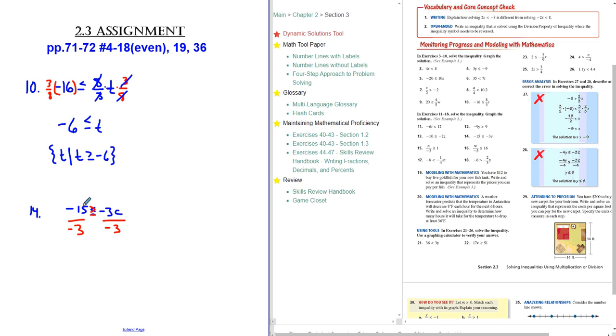What we end up with, negative 15 over negative 3, the negatives cancel, we get 5 is greater than or equal to, the negative 3's cancel, so we just have c. So our answer, the set of c such that c is less than or equal to 5. On this one, the symbol opens away from c, so it needs to open away from c down here. And that is it. If you have any questions, let me know.